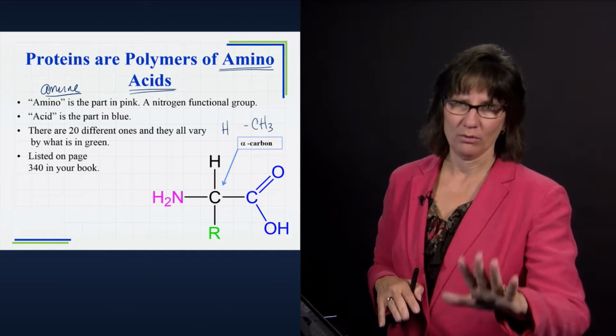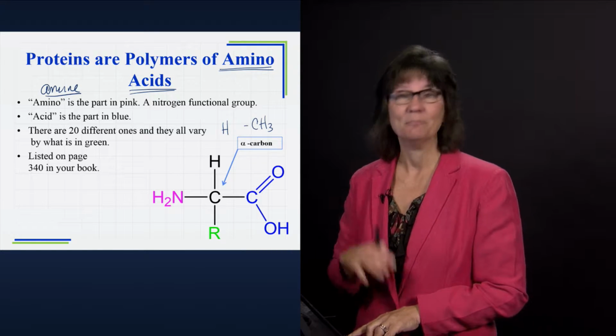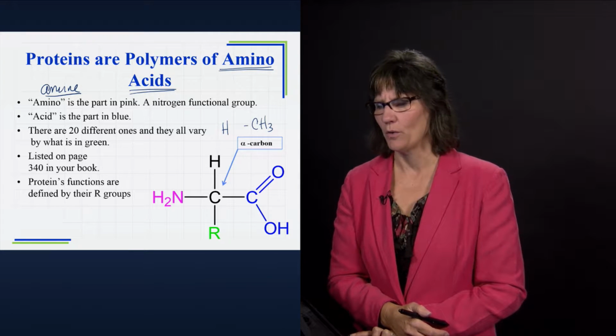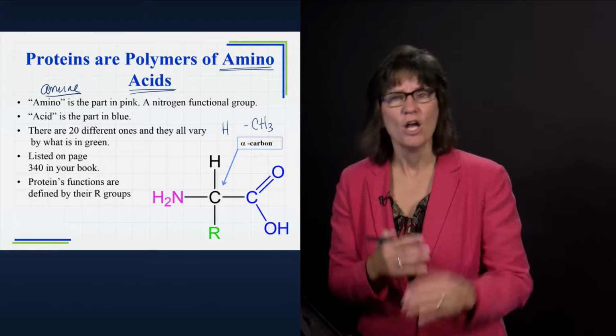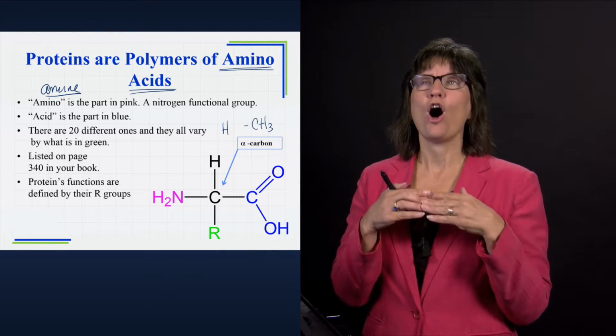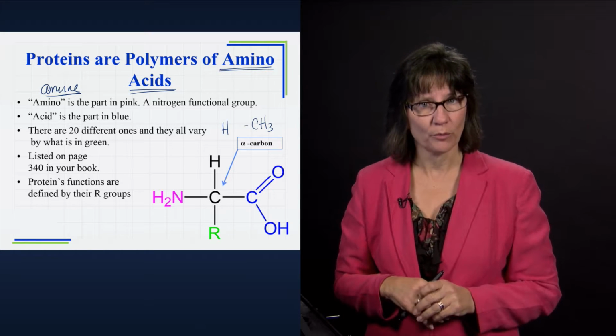Biochemists are terrible about coming up with systematic names for their molecules, and so they've got a list of names associated with them, but you don't need to know those. Now, the proteins that are made up of these things linked together are all going to have functions based upon what their R groups are.